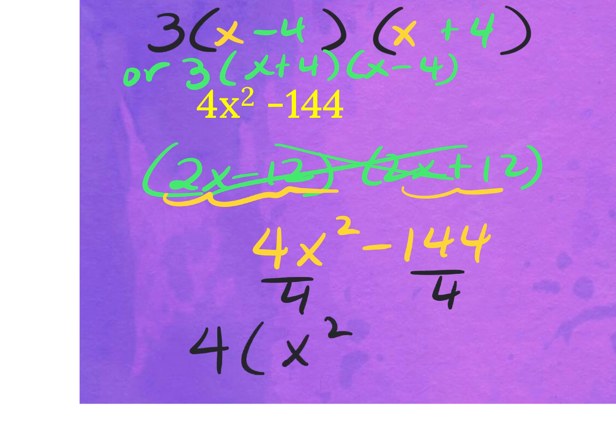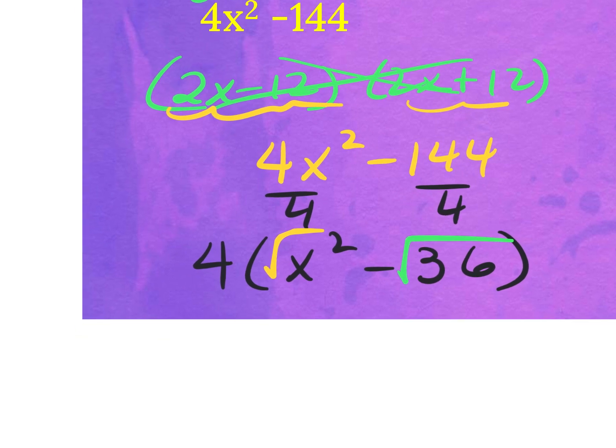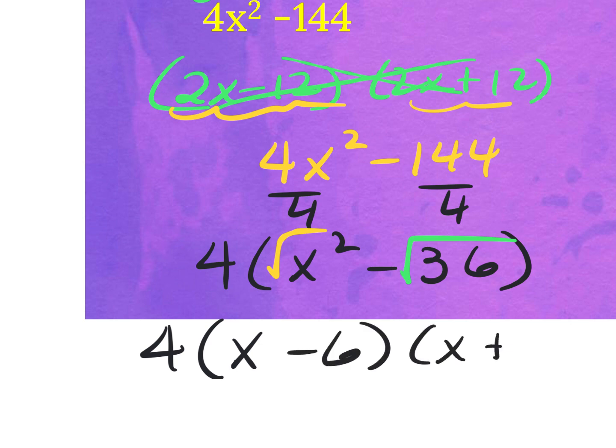And what remains is now still the difference of two squares, and I can factor that. I'll square root the x squared, square root the 36. This ends up giving me x minus 6 and x plus 6. Remember, when you factor the difference of two squares, the signs are opposite, because when you FOIL that, the middle term cancels out.